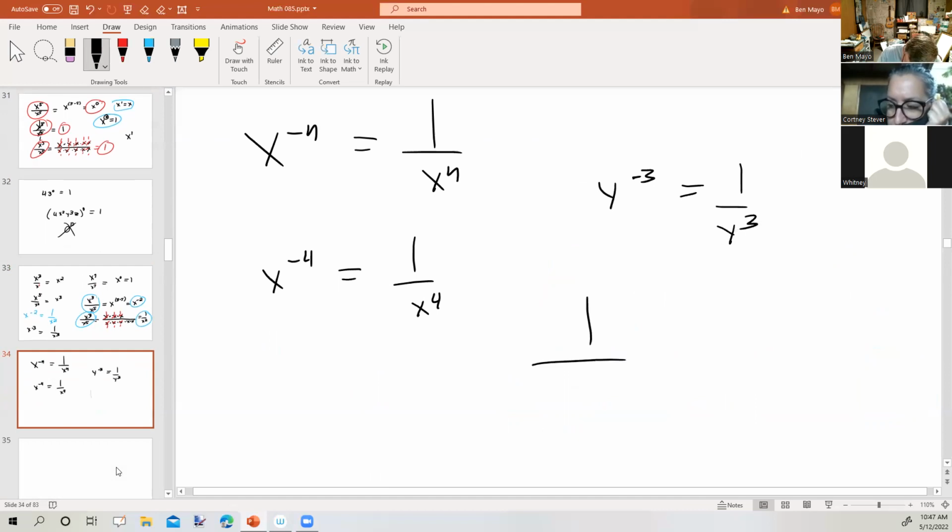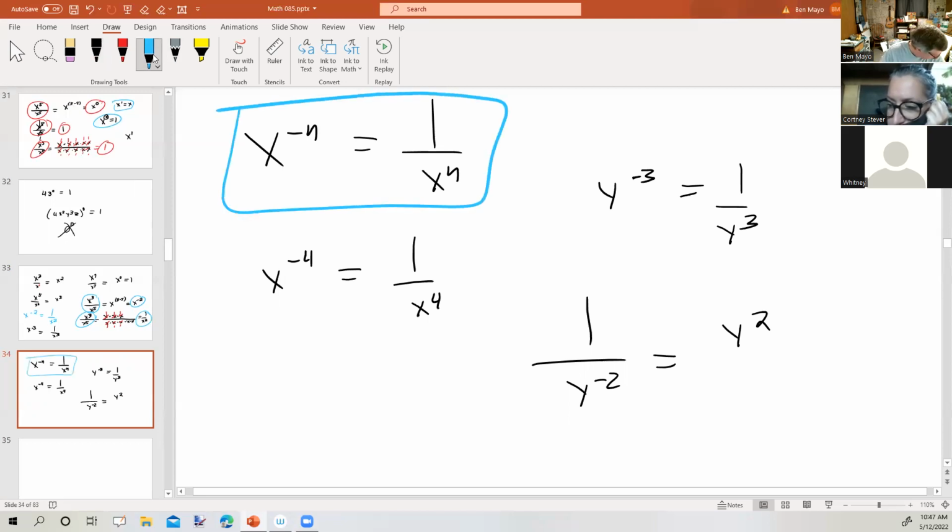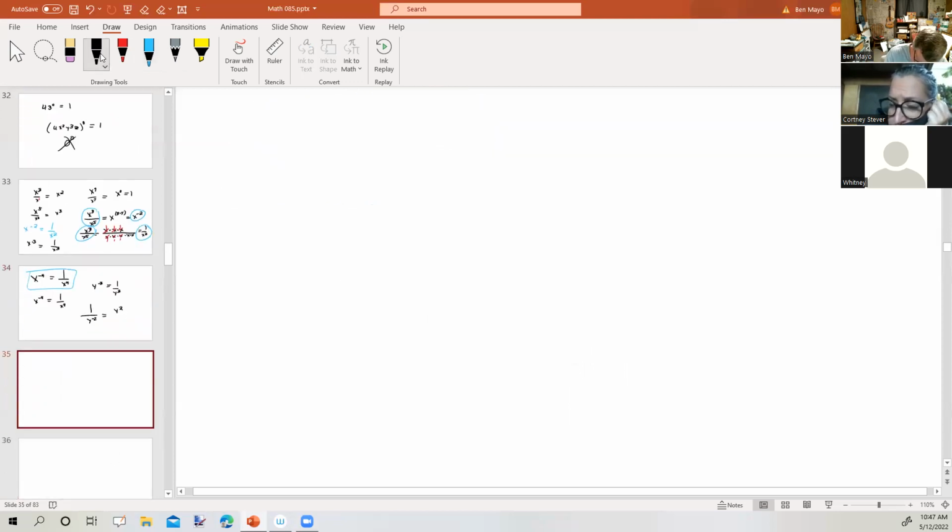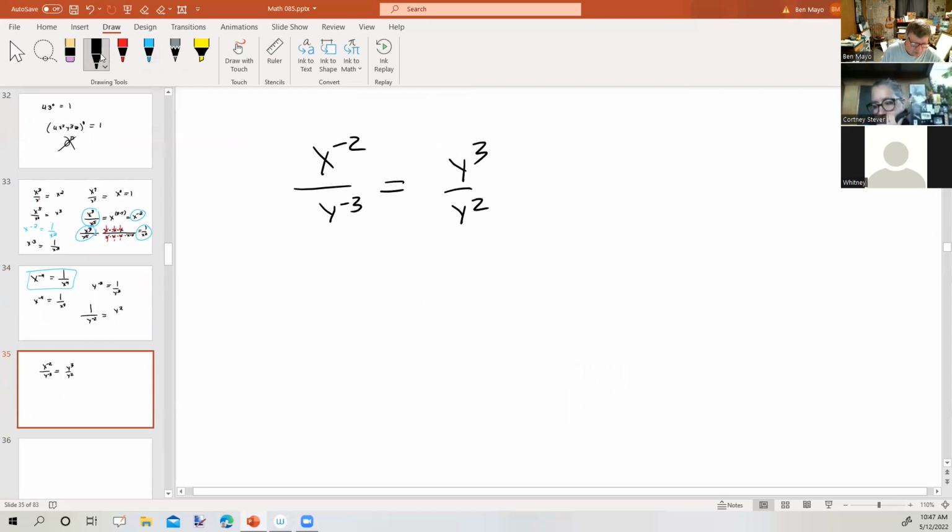What about this? What about 1 over y to the negative 2? Well, we can move it upstairs, and it changes the sign of the exponent as well. So moving it across the fraction bar, if it's negative on the top, you move it down below, it's positive. If it's negative on the bottom, you move it up, and it's positive upstairs. What if I have this? X to the negative 2 over y to the negative 3. Couldn't I switch them both and make them both positive?